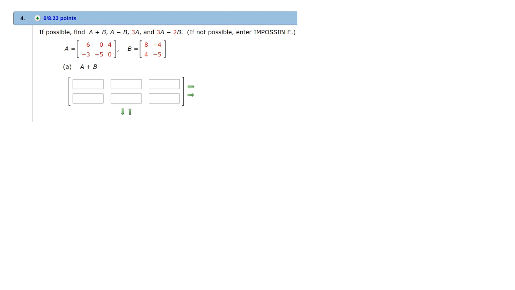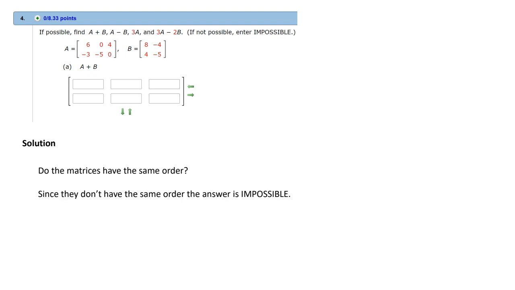So what is the size of matrix A? The first one is a 2 by 3, right? That's the size, row times column. So I have 2 rows, 3 columns. The size of matrix B is a square matrix. It has 2 rows, 2 columns. They are not the same. So since they're not the same size or the same dimensions, we cannot do this. So what we would put on there is impossible. We cannot add these two matrices together.